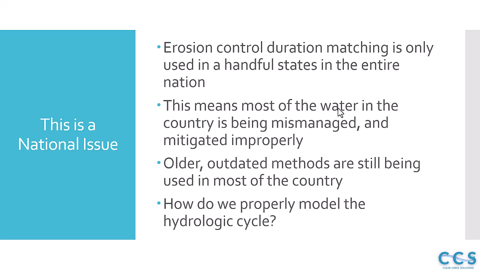And so that means most of the water in the country is being mismanaged and mitigated improperly because they're using an older, outdated method called single event hydrology. And that's what's being used in most of the country right now, not properly modeling the release of flow, causing these damaging erosive flows. And so how do we properly model the hydrologic cycle?